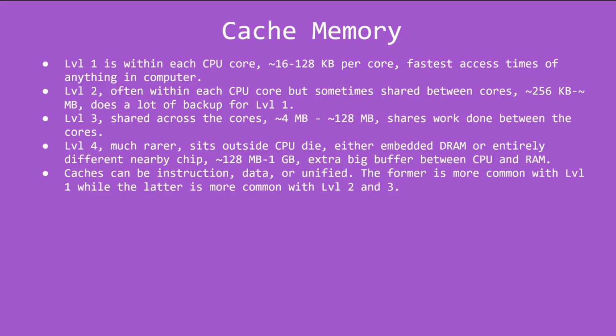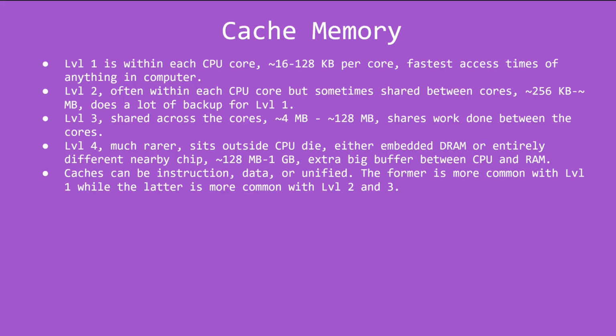And then we have level four. This is a little stranger and it's rare. Maybe one day we'll see this more, but it sits completely outside the CPU die. And it's either embedded DRAM or an entirely different chip. This is really just to provide an extra big buffer between the CPU and the RAM. Again, it's kind of rare.